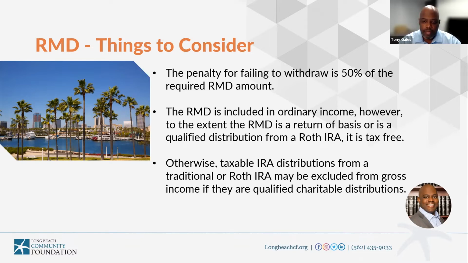However, if any part of that RMD is a return of basis in your IRA, it is excludable. And if it's a Roth IRA distribution, we all know that the Roth IRA distributions are tax-free. So IRA distributions from a traditional IRA or Roth IRAs can also be excluded from gross income if we include them in a qualified charitable distribution. And that's one of the things that we'll be discussing today.